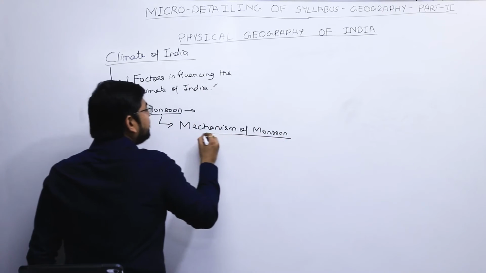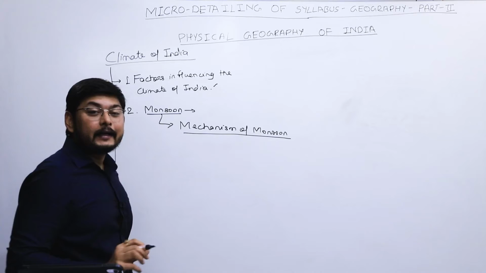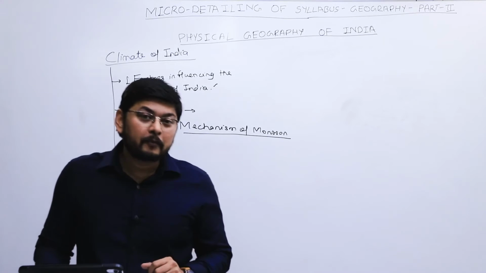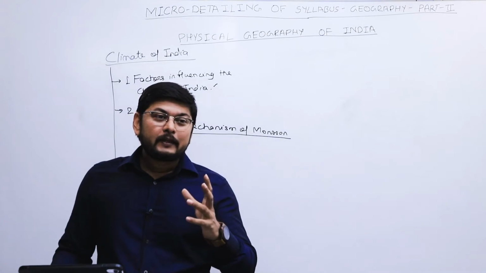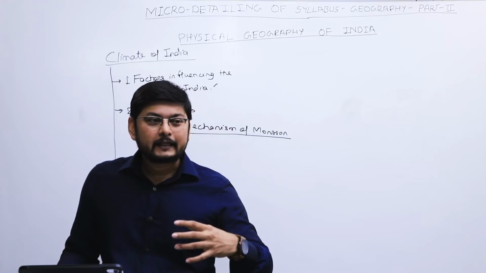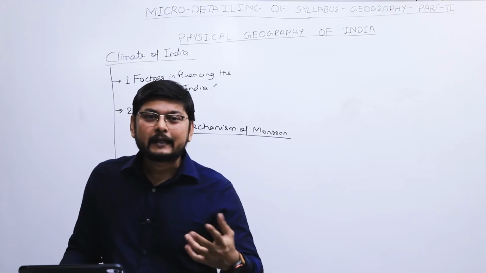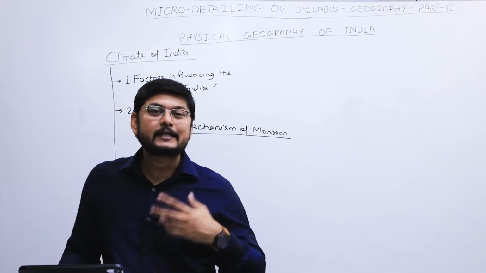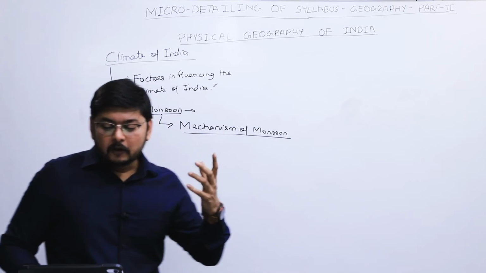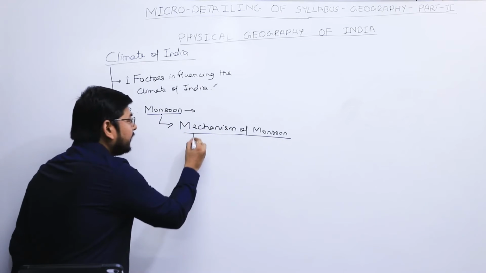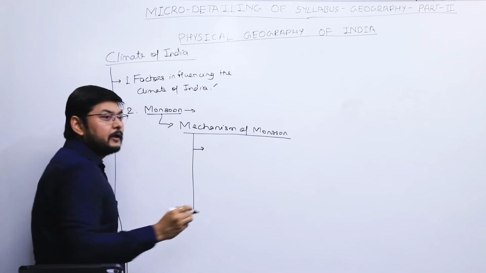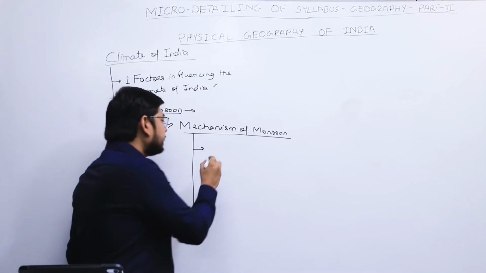What are the different factors relating to the formation of monsoon? For example, there is the dynamic theory, the old theory, the classical theory, and the jet stream theory. We'll be looking at all these theories one by one. Under this head of mechanism of monsoon, first we'll be starting with the classical theory.